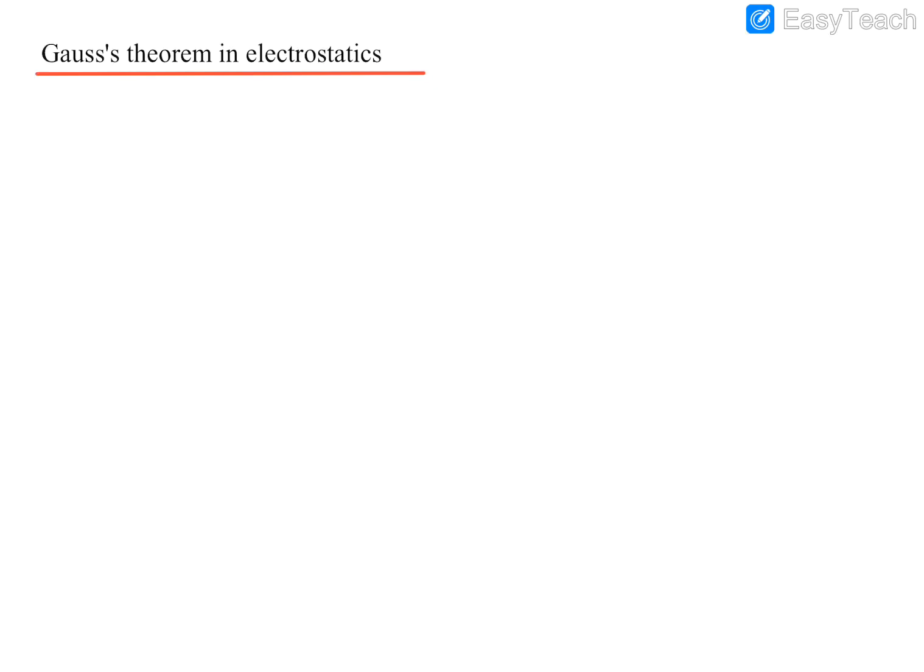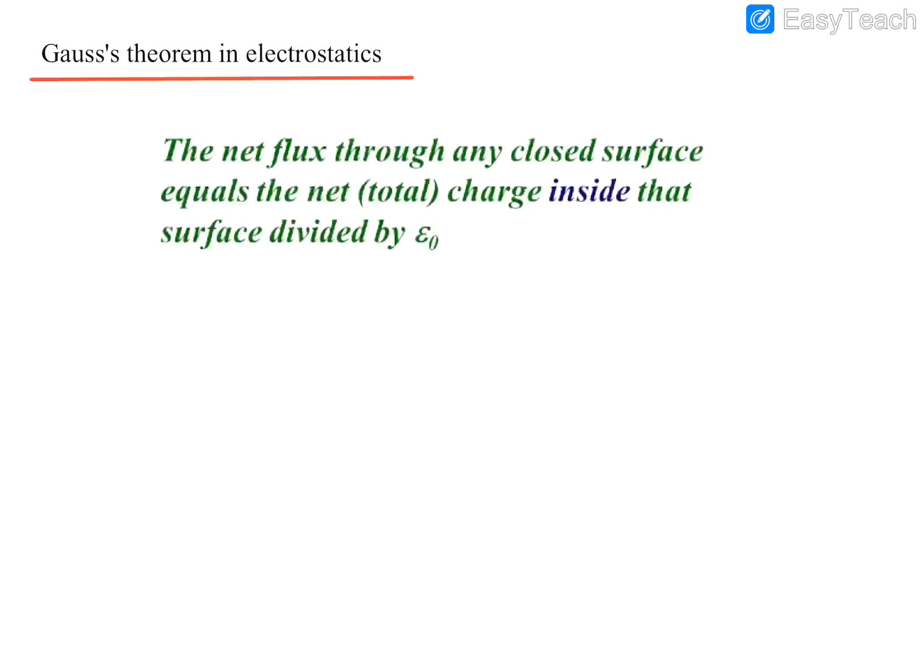First I will give you the statement of the theorem, then I will explain what is meant by that statement, and also I will prove it mathematically. This is the mathematical statement of Gauss's theorem. The net flux through any closed surface equals the net charge inside that surface divided by epsilon 0.